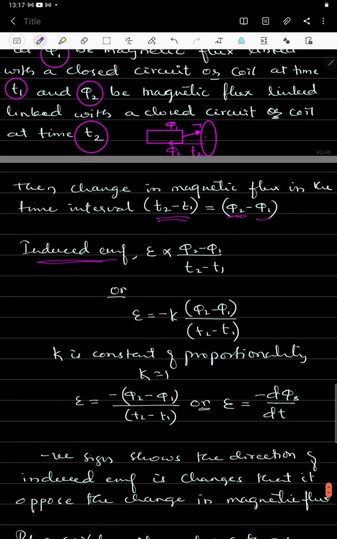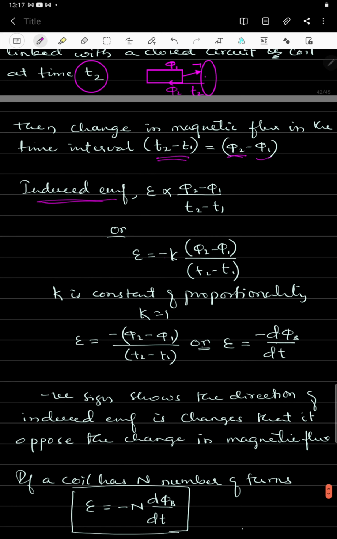Therefore we can write this with a proportionality constant k. So E equals minus k. The minus sign is the opposition to the current which is going to be produced by the magnetic field, so it gives the negative here. E equals minus k into bracket phi 2 minus phi 1 divided by t2 minus t1. Here k is a proportionality constant, and we can take k equal to 1.